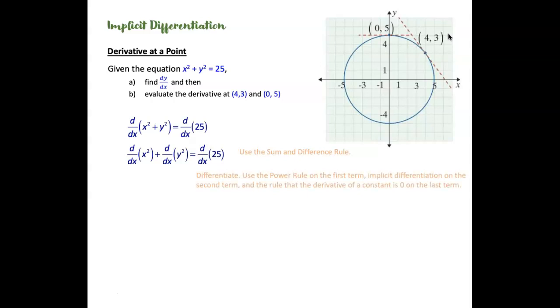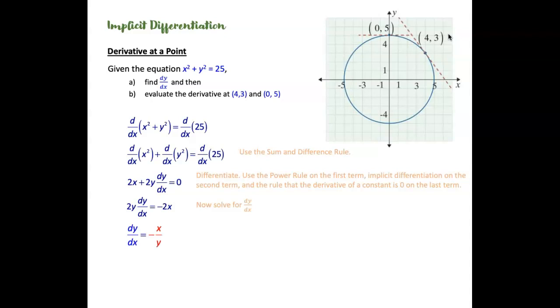Oh, good. Power rule on the first term, right? d/dx of x squared. All right, implicit differentiation on the second term. Okay, so it's the chain rule plus the definition of what dy/dx is. And then the rule that the derivative of a constant is 0. And sure enough, you got 2x for the first term. The second term is 2y times dy/dx. And then that equals 0. And now we just have to solve for dy/dx.